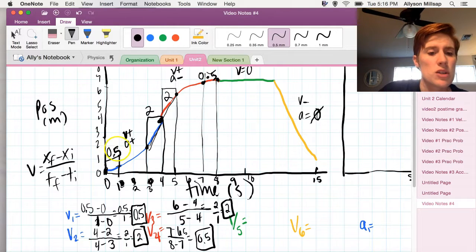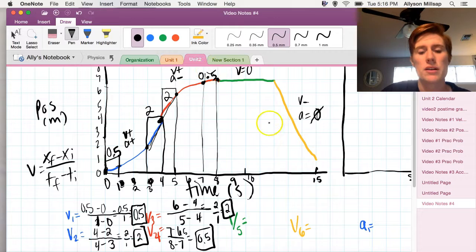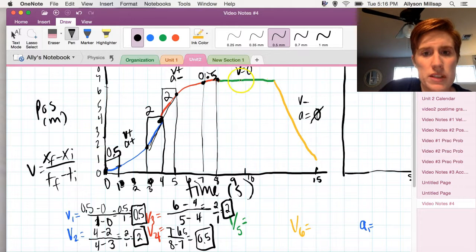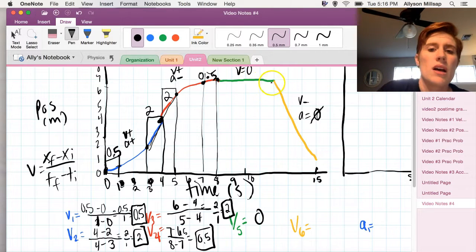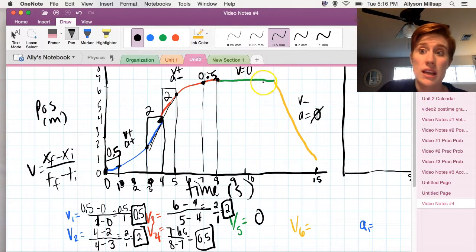So you can see from 0.5 to 2 I sped up, and then from 2 to 0.5 I slowed down, right? So this makes sense. I'm speeding up and then I'm slowing down. Now let's look at this section. Well, this section's easy. I already told you the velocity was 0 meters per second. We could do the math for it, but you're just going to end up with 0.